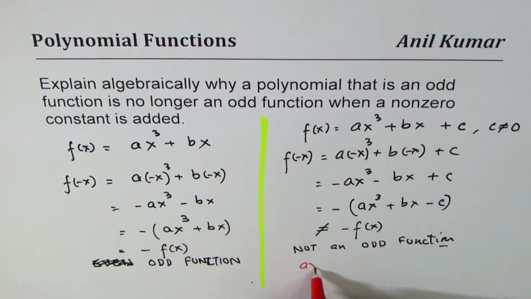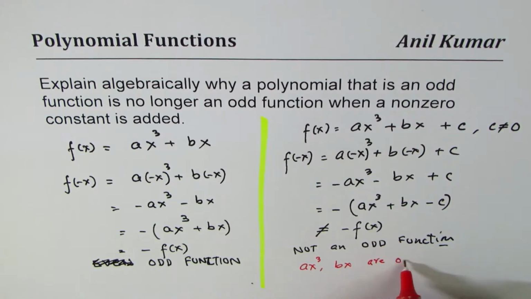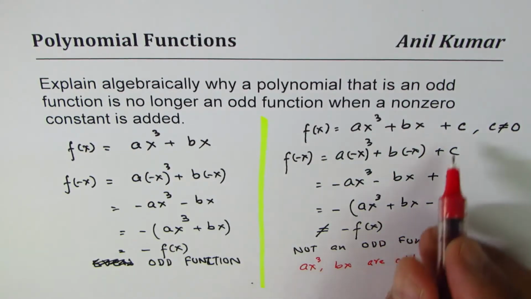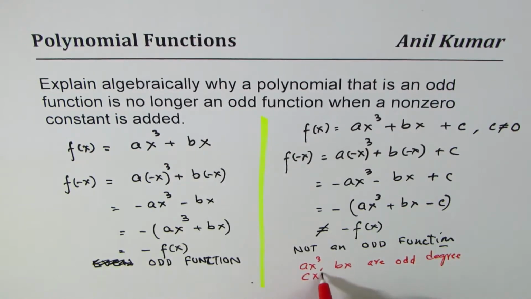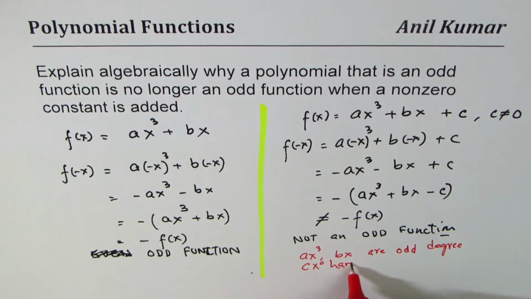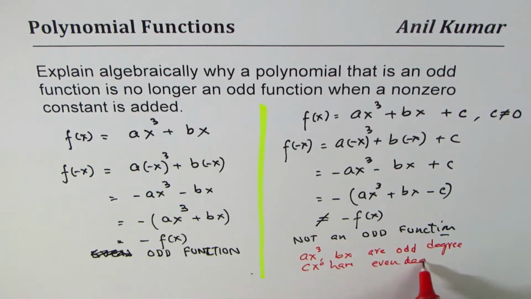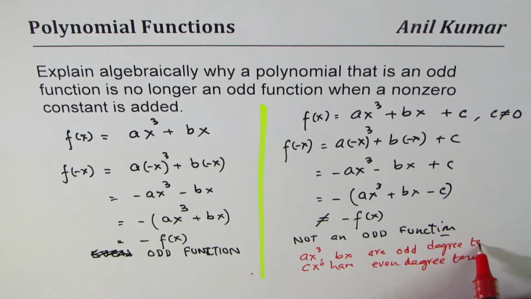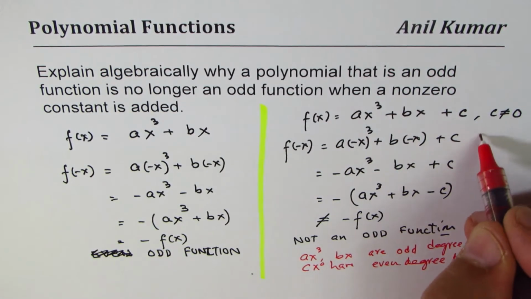So the reason is that ax cubed and bx are of odd degree, right? They have odd degree. However, c, which could be written as c times x to the power of 0, has even degree. It's an even degree term. Those are odd degree terms. So that combination, when you add, results in neither, right? So this is neither.